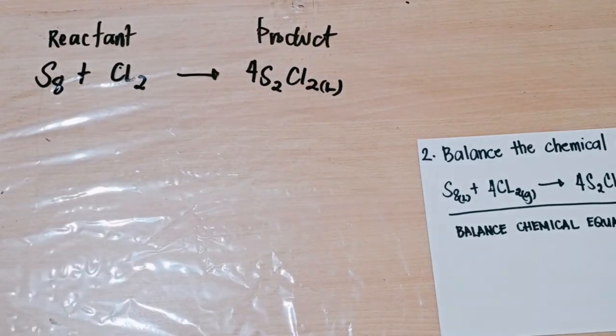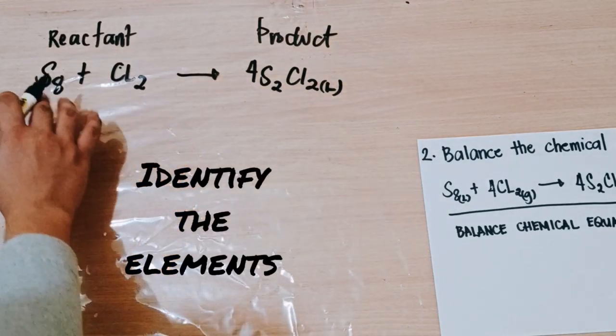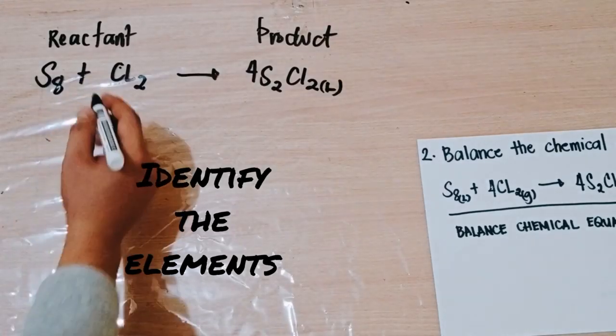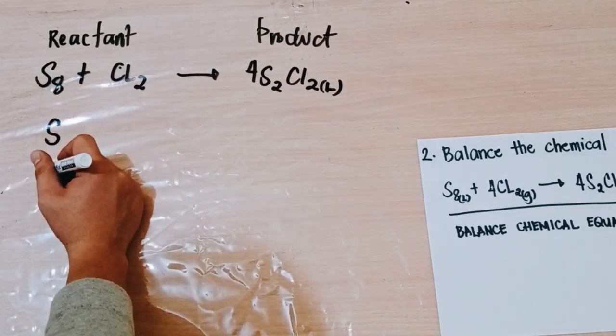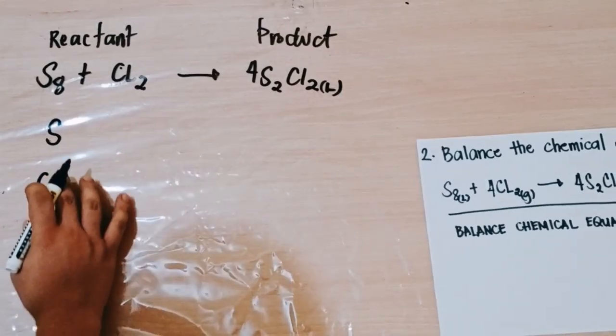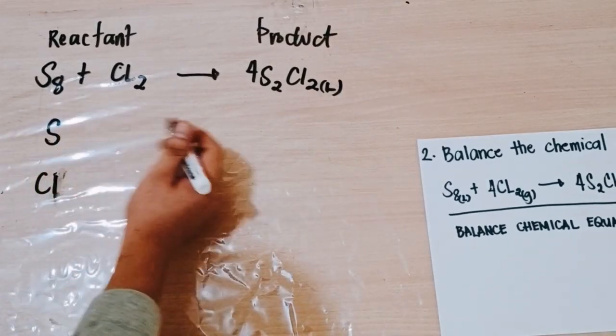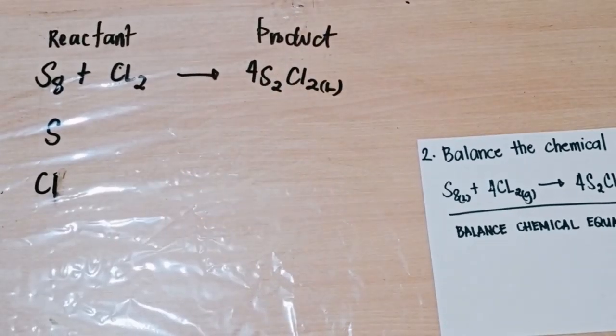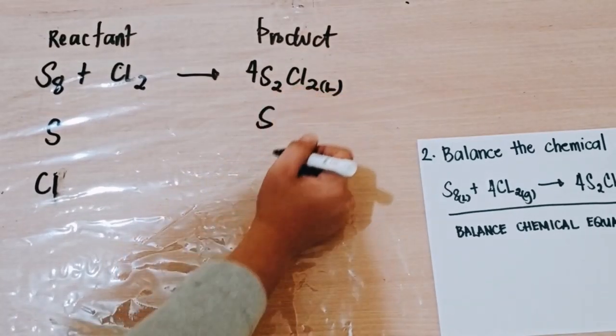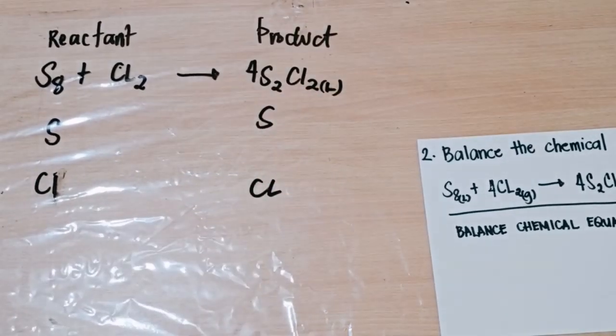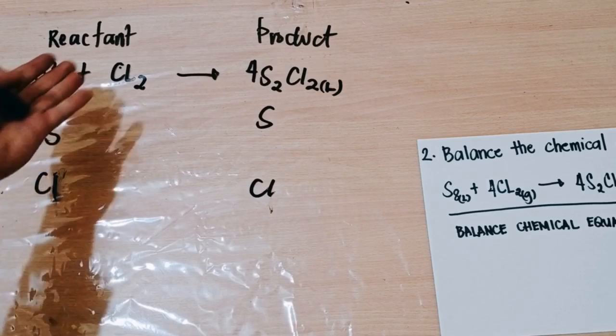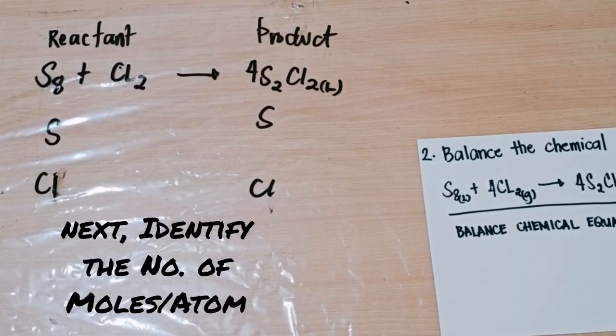First, identify the elements present in the equation. So, in the reactant, we have sulfur and chlorine. Sa product naman, we have sulfur also and chlorine. Now, the question is, parehas ba sila ng number of moles na present doon sa reactant sa ka-product? Paano mo gagawin next?